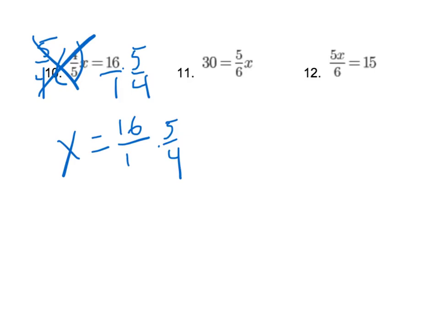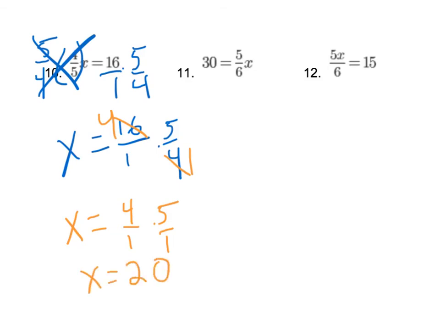Okay, to do this kind of fraction multiplication, it's sometimes easier to think, is there a number that goes into 4 and into 16 evenly? Yes, 4 does. 4 goes into 4 once, 4 goes into 16 4 times. That gives us this new problem. So x equals 4 over 1 times 5 over 1. X equals 20.